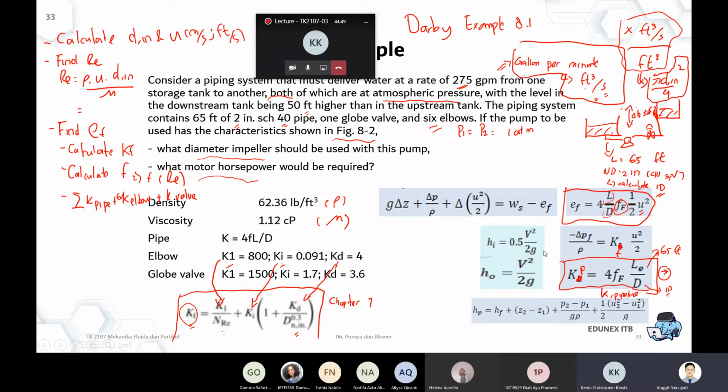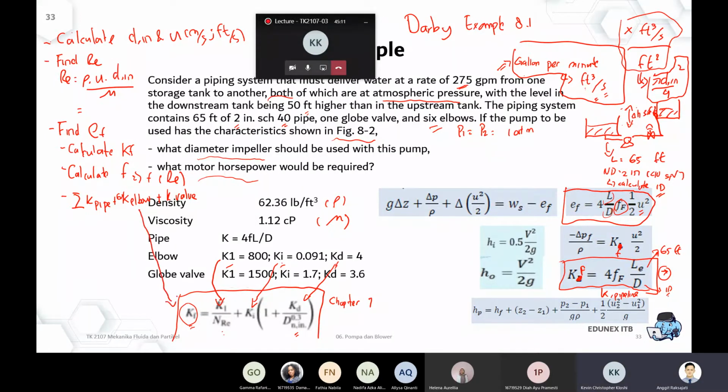Pak Anggit, I have a question, sir. Yeah, go ahead. For the elbow, how do you calculate the length, sir? Well, no, you don't need it. Okay. It's using the Darby equation, right, sir? Yes. Correct. Okay, I understand, sir.